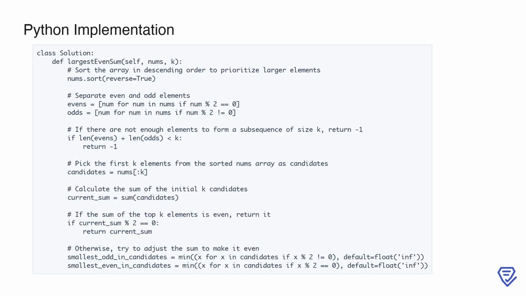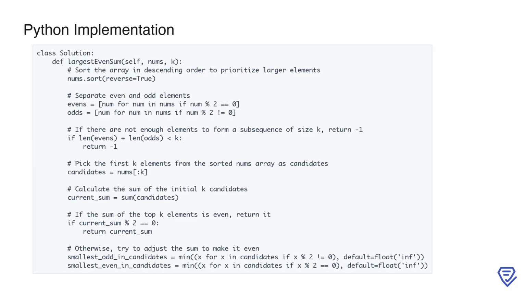Here, we start by defining a class called Solution and its method largestEvenSum. The input parameters are the array nums and the integer k. First, the array is sorted in descending order to prioritize the largest elements, making it easier to select the largest subsequence later. Then, we separate the elements into 2 lists, evens for even numbers and odds for odd numbers. This distinction is important because the sum of the subsequence must be even.